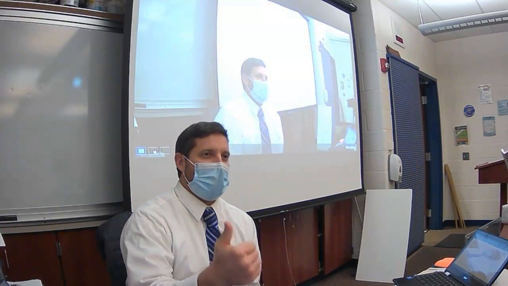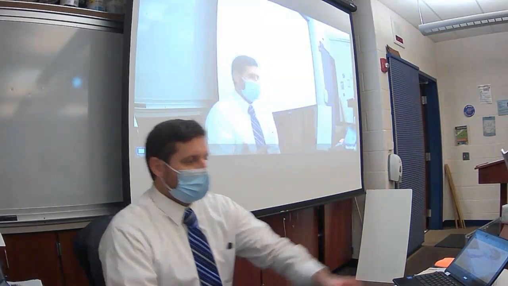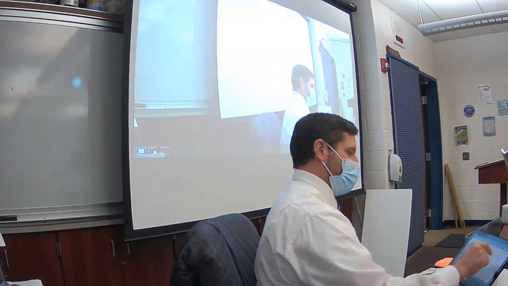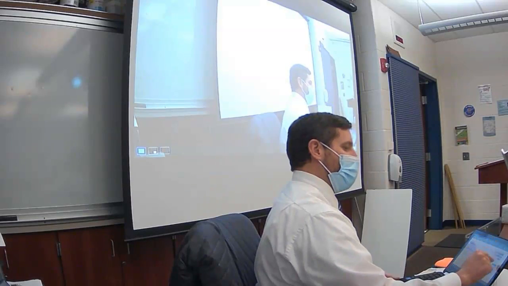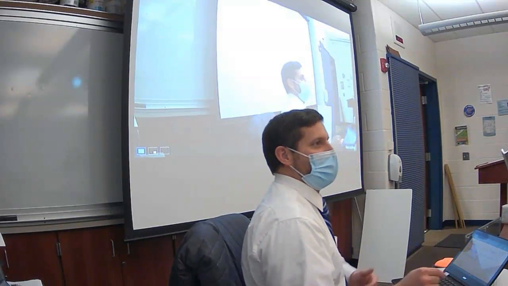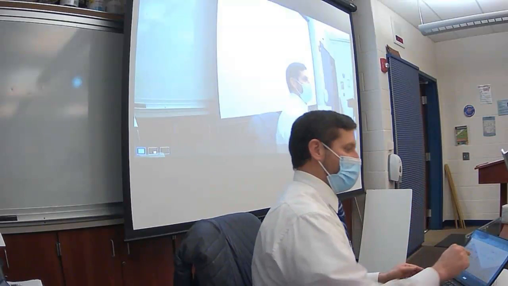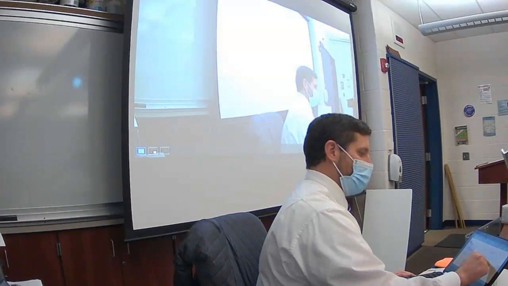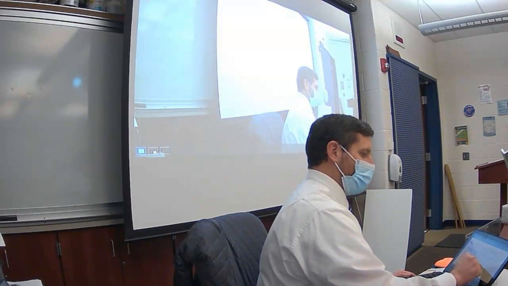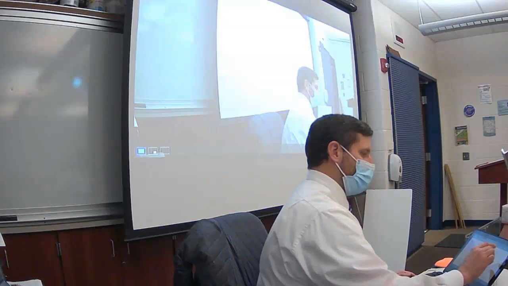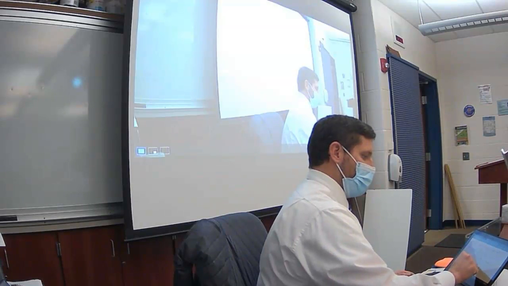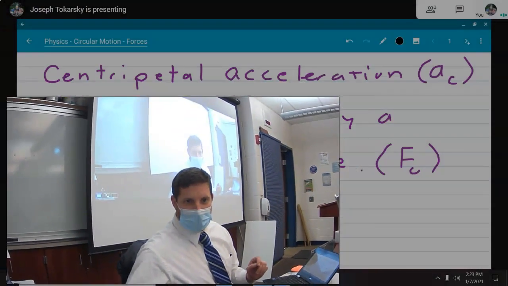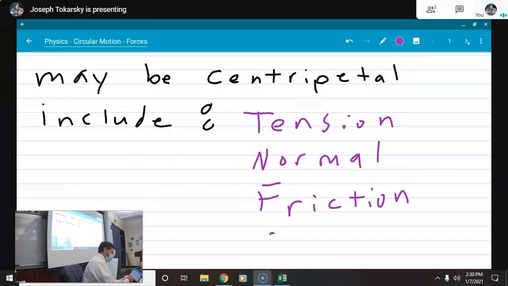So gravity, friction, normal force, and tension aren't the only forces, but they're probably the four most common forces that can be centripetal. They can make things go in a circle. I'm going to note them in the notes here: tension, normal force, friction, and gravity.